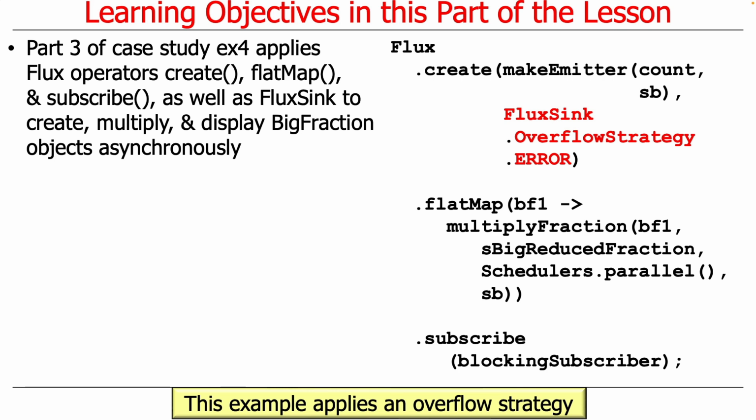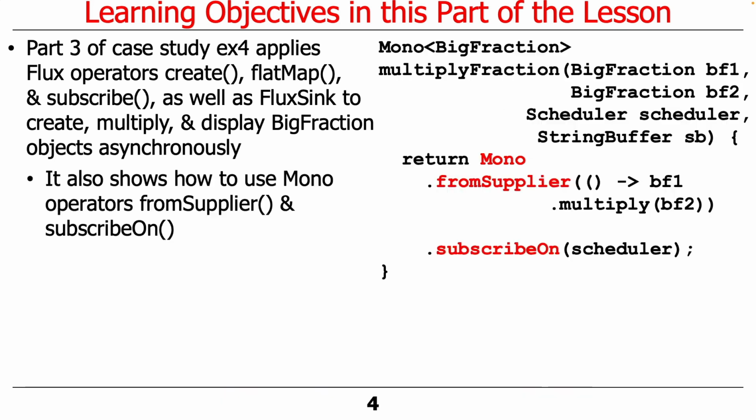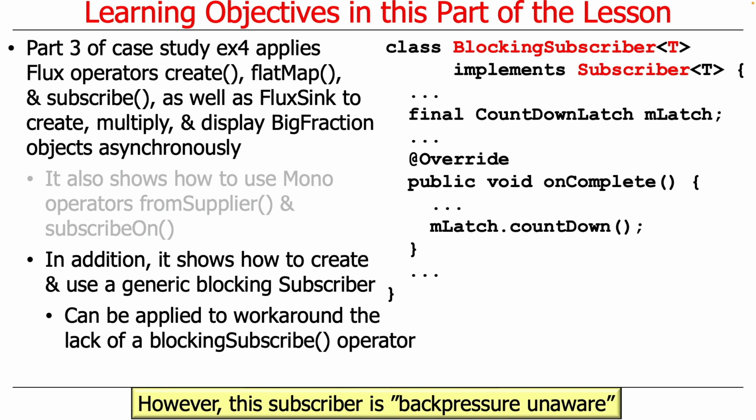And this particular example is going to apply an overflow strategy. And when I run it, I'll actually show a bunch of them. This is the one that we're going to start with. It also shows how to use Mono operators, which we've seen before. And once again, it uses the blocking subscriber. This time, however, we've made the blocking subscriber backpressure unaware again. So it'll generate data as fast as it possibly can, and we're going to deal with the fast pace by using overflow strategies to compensate for the publisher publishing faster than the subscriber can subscribe.